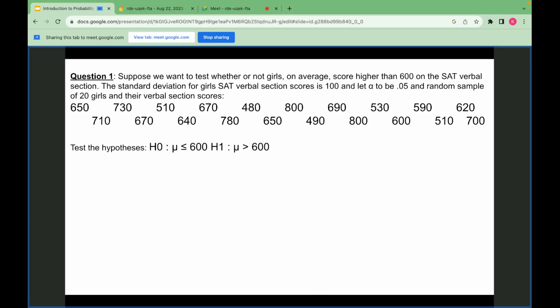So the first question is, suppose we want to test whether or not girls on average score higher than 600 on their SAT verbal section. The standard deviation for this data is given as 100, alpha is 0.05, and a random sample of 20 girls is taken, which is given here. Now the null hypothesis is mu less than or equal to 600 and the alternative hypothesis is that mu is greater than 600. So we need to test this hypothesis.